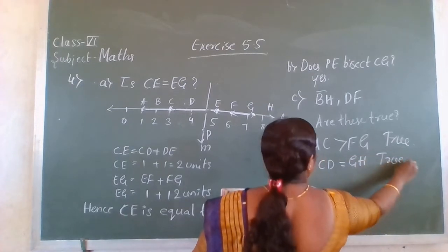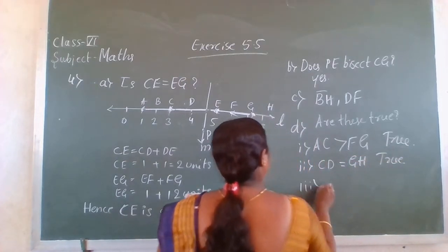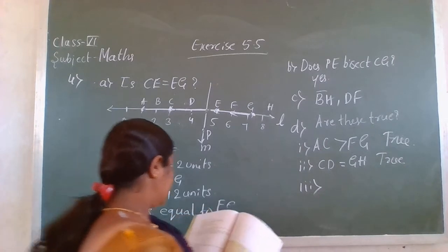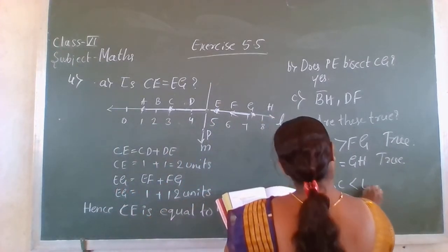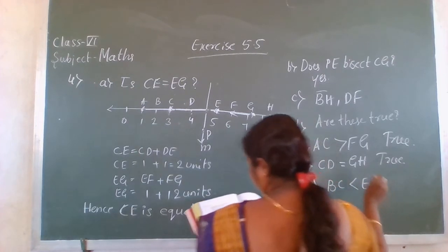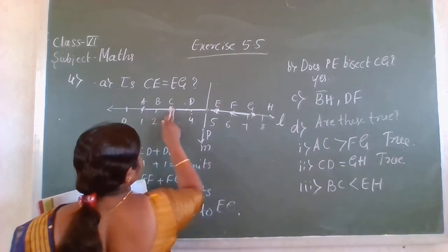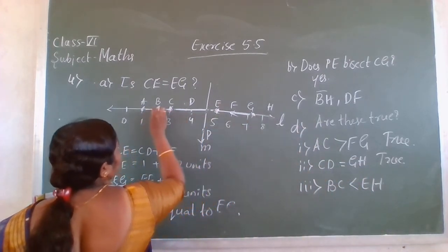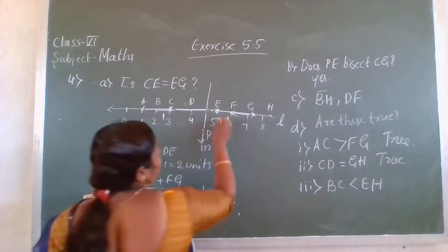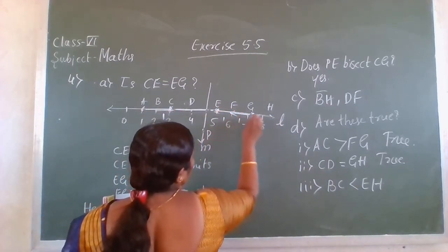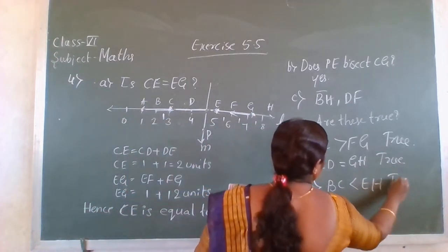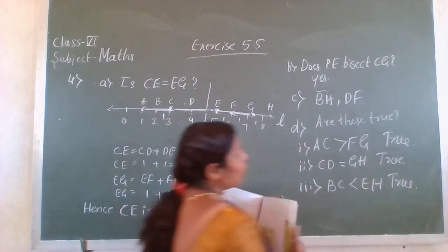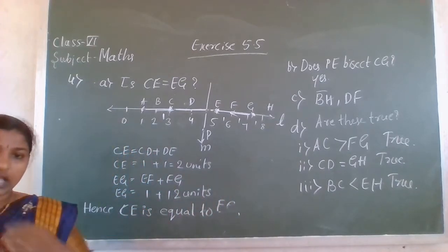So the answer is true. Third one, BC less than EH. BC is 1 unit. EH is 1, 2, 3 units. So this is also true. All the statements are true.